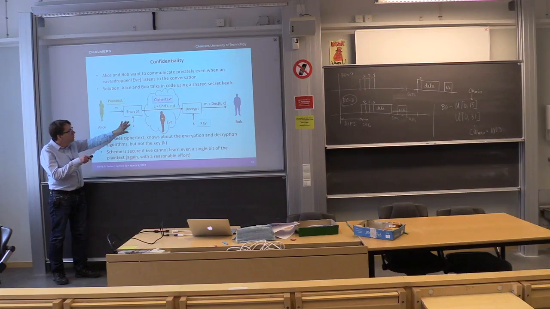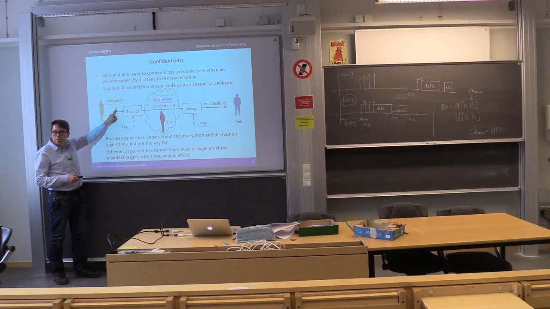such that Eve is unable to decode even a single bit out of this message. So Eve should not learn a single bit out of this message. It could be thousands of bits here. So it's not enough that she cannot decode the whole message. She should not be able to decode anything about the message.